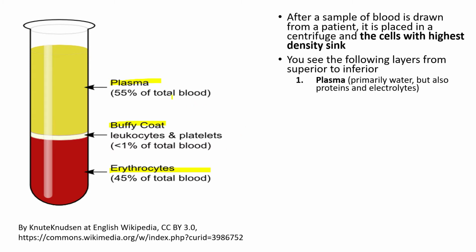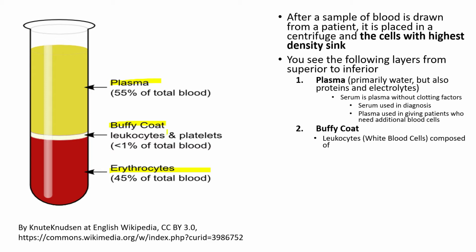So from superior to inferior, we have the plasma, which is primarily water, but also there are some proteins and electrolytes. And something that might be a little bit confusing is that you'll hear the words serum and plasma sort of used interchangeably, but they're actually very different because serum is plasma without clotting factors. So serum is used in the diagnosis of diseases, whereas plasma is used in giving patients blood transfusions when they need additional blood cells.